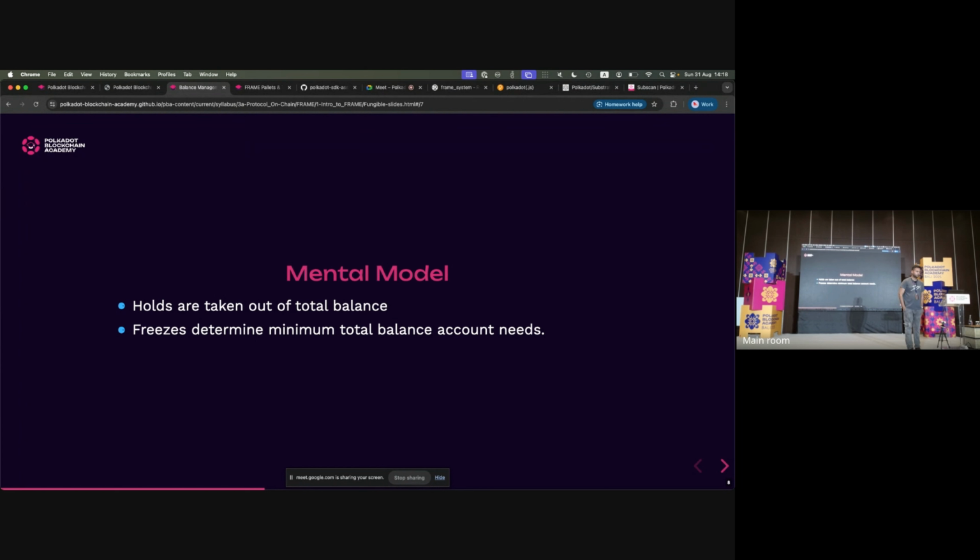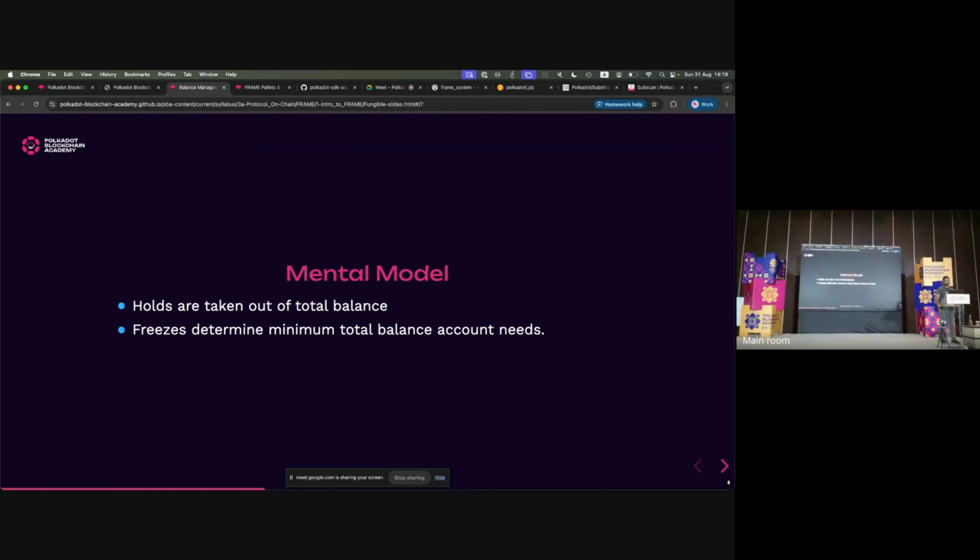Similar to the storage amount you're putting in your storage, it gives you the ability to do more transactions, and you need to keep the amount staked or the amount frozen within a certain threshold. Yeah, as long as you want to do more and more things, you might need more and more funds.